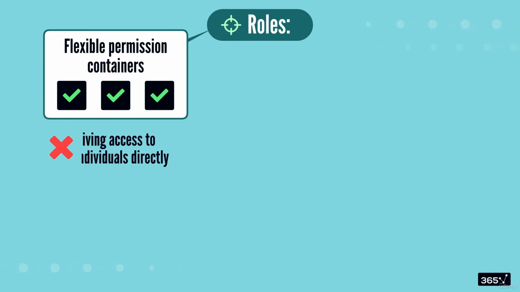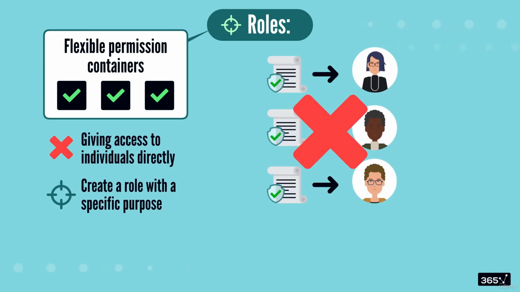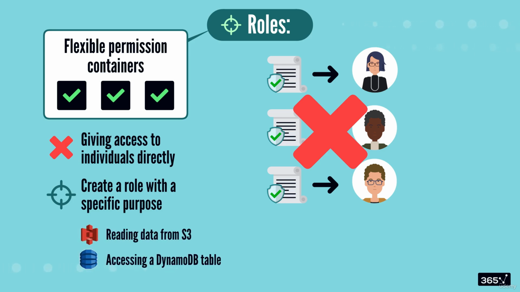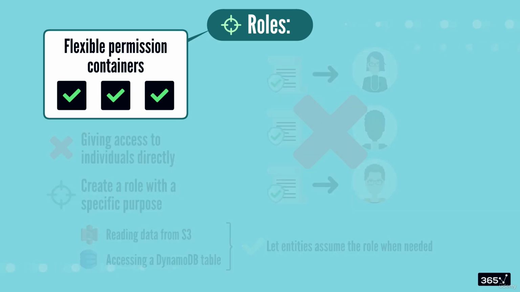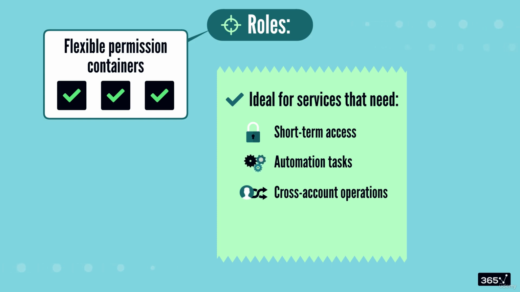Rather than giving access to individuals directly, you create a role with a specific purpose, say reading data from S3 or accessing a DynamoDB table, and let entities assume the role when needed. This approach is ideal for services that need short-term access, automation tasks, cross-account operations, and security best practices.